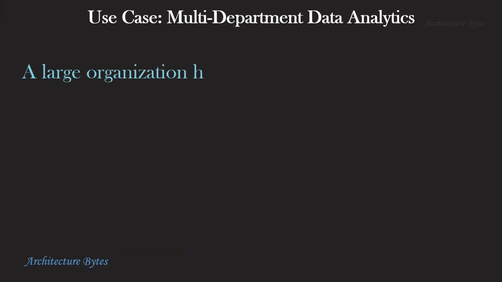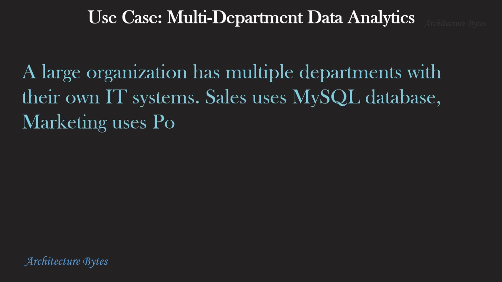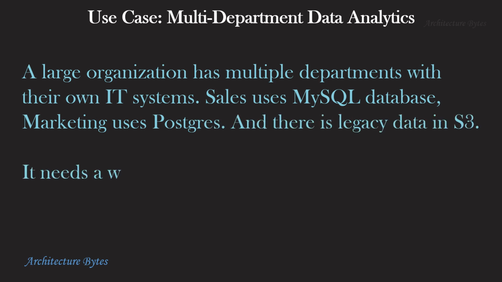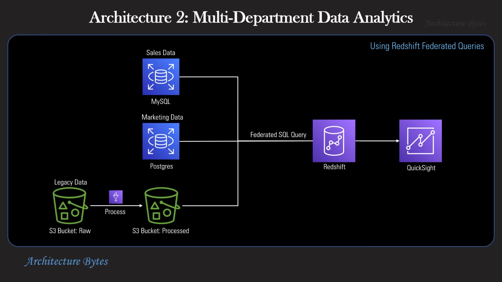Here's another use case. A large organization has multiple departments with their own IT systems. Sales uses MySQL database, marketing uses Postgres, and there is legacy data in S3. It needs a way to query and analyze data spread across these various data stores. So let's look at one potential architecture for this use case.